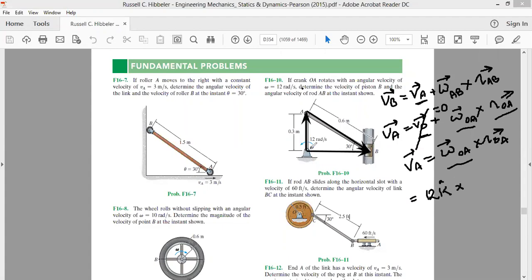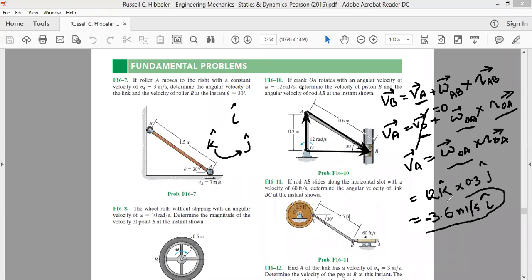cross R_OA. The R_OA vector has a magnitude of 0.3, and it's along the y-axis, so we write this as j cap. That is equal to 12 into 0.3, which is 3.6. As far as k cross j is concerned, this is your i cap, this is your j cap, and this is our k cap. In cyclic order, k cross j will be equal to minus i. So it is minus 3.6 meter per second along i cap, that is minus 3.6 i cap.